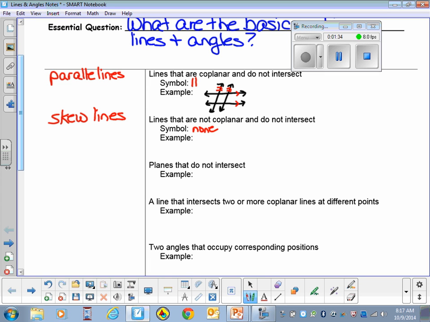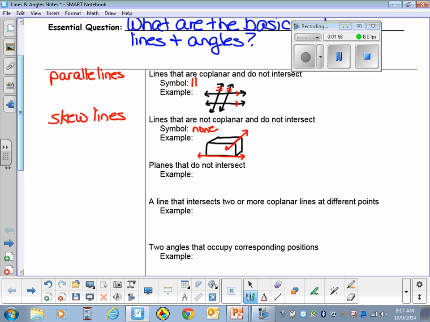Usually when we draw skew lines, we use a rectangular prism to give that idea of 3 dimensions. So we'll start off with a rectangular prism to give the person who's looking at our work the idea that we've got 3 dimensions going on. And then we'll mark 2 of the lines that happen to be skewed to each other.